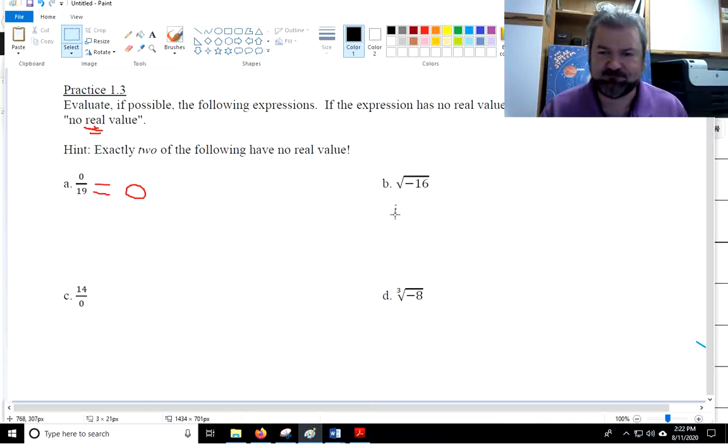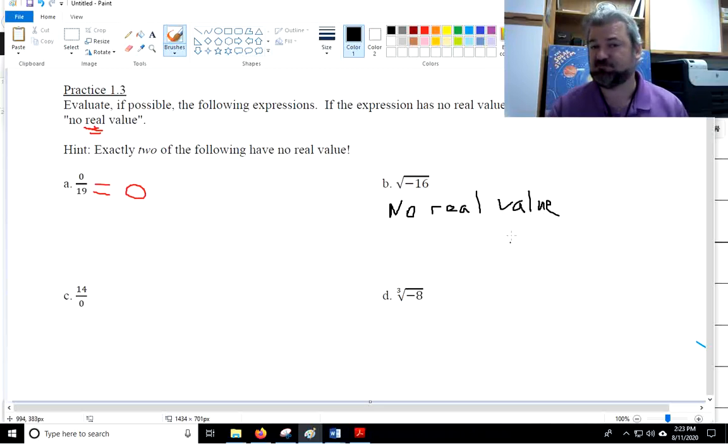So we're going to say no real value. This is not a real value. You know, as a spoiler, as we'll learn, there is a kind of value that we can describe this with, but it's not what we call a real value.